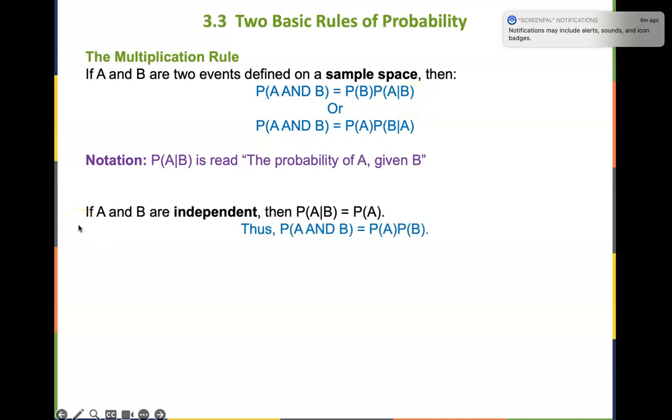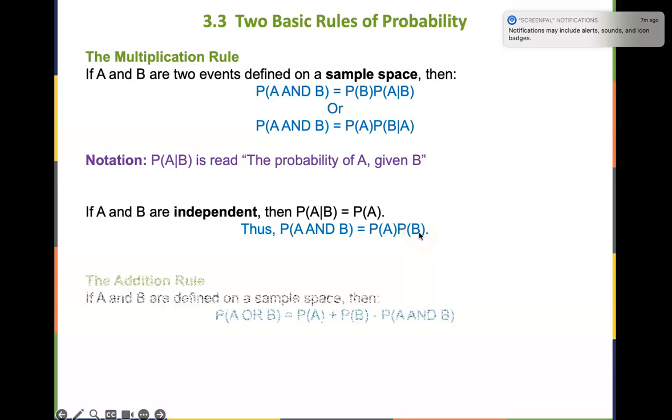Now, if A and B are independent, so one does not affect the other, then the probability of A given B is just the probability of A. So in that case, when you have two independent events and you want to find the probability of A and B happening, you simply multiply the probability of A and the probability of B together.